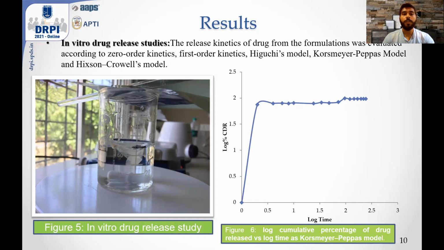Then this assembly was immersed in a 100 ml beaker containing 50 ml of phosphate buffer solution, which was used as a release media. And this setup was set on a magnetic stirrer at 300 rpm. And at a predetermined time interval, the samples were collected and replaced by fresh phosphate buffer solution to maintain the sink condition. And the sample was analyzed in UV visible spectrophotometer and the concentration was calculated using a calibration curve. An image of in vitro drug release study can be seen here in figure 5.